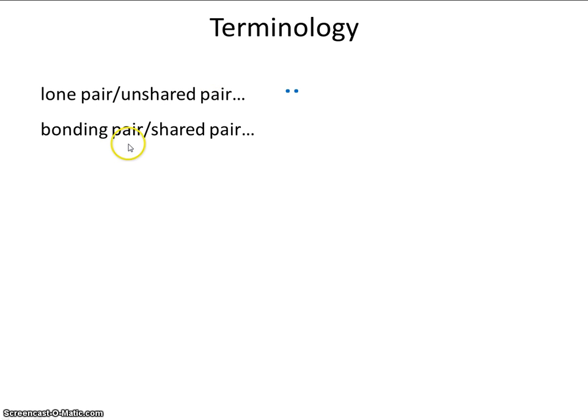A bonding pair or a shared pair can be illustrated like this, like a dash. And this is nothing more than two electrons that are being shared or that are involved in a bond. Remember that the word pair means two. There's two electrons here, and there's two electrons here. One is a lone pair, one is a bonding pair.